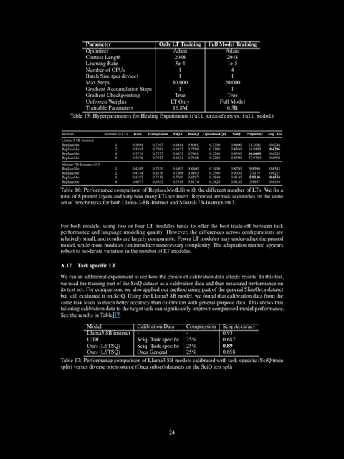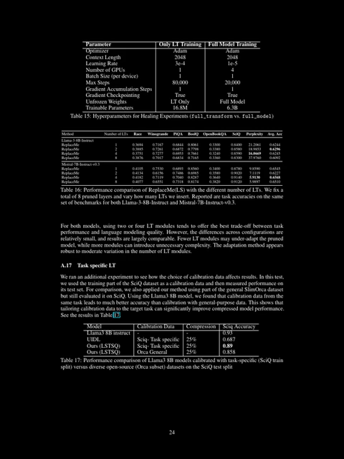We fix a total of 8 pruned layers and vary how many LTs we insert. We report test accuracies on the same set of benchmarks for both Llama 3-8B Instruct and Mistral 7B Instruct v0.3. For both models, using 2 or 4 LT modules tends to offer the best trade-off between task performance and language modeling quality. However, the differences across configurations are relatively small and results are largely comparable. Fewer LT modules may under-deepen the pruned model, while more modules can introduce unnecessary complexity. The adaptation method appears robust to moderate variation in the number of LT modules.